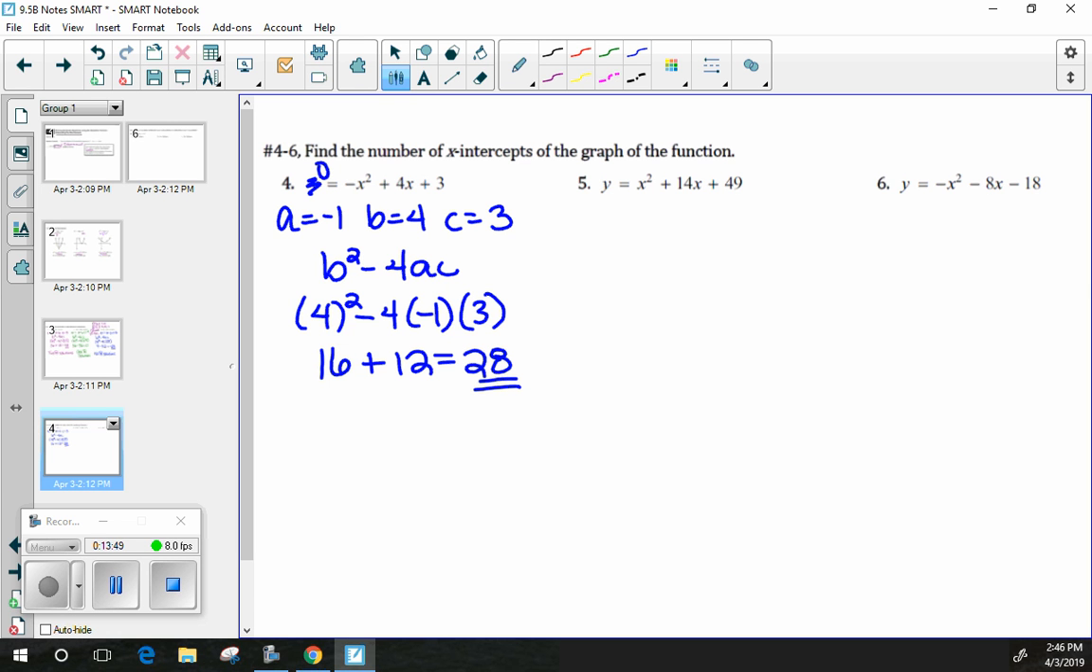Is that what y'all got? Awesome. If you got 28, you're in good shape. And if it's a positive 28 for the discriminant, then how many x-intercepts does this have? 2. So this has 2 x-intercepts.